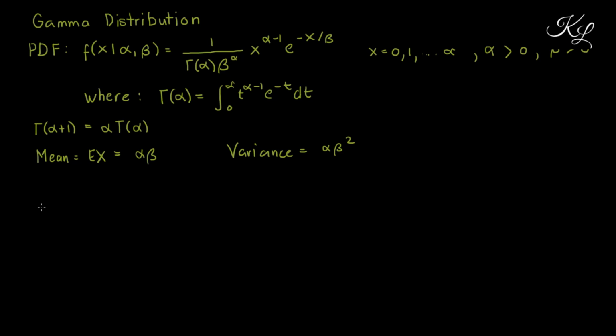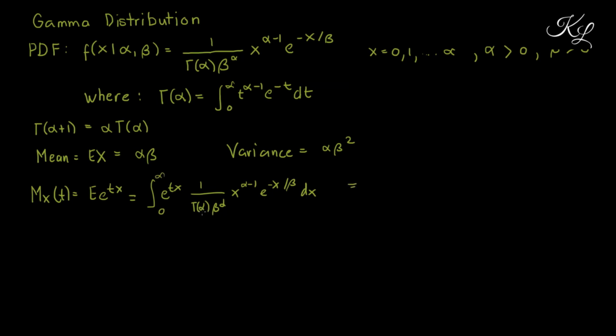Let's now derive the moment generating function for the gamma distribution. The formula for the moment generating function is expectation of e raised to tx, and expectation of e raised to tx is the integral of e raised to tx times the probability density function, which is this one, dx. This is from 0 to infinity, so we'll have 0 to infinity.